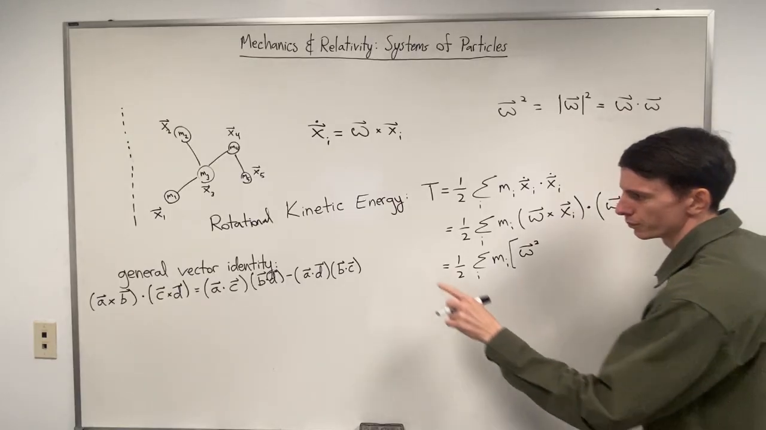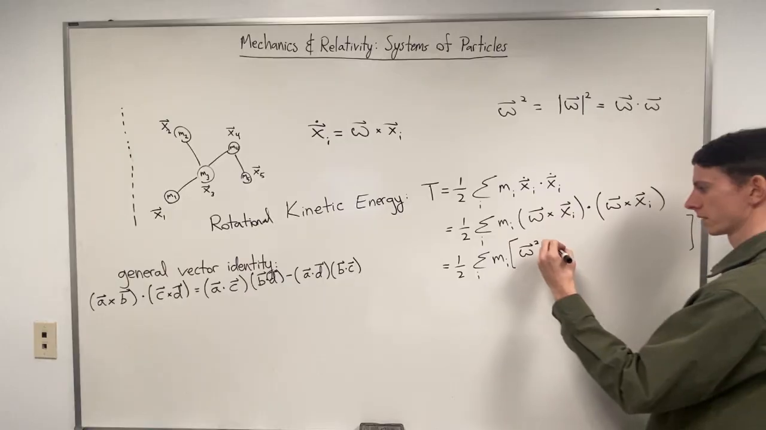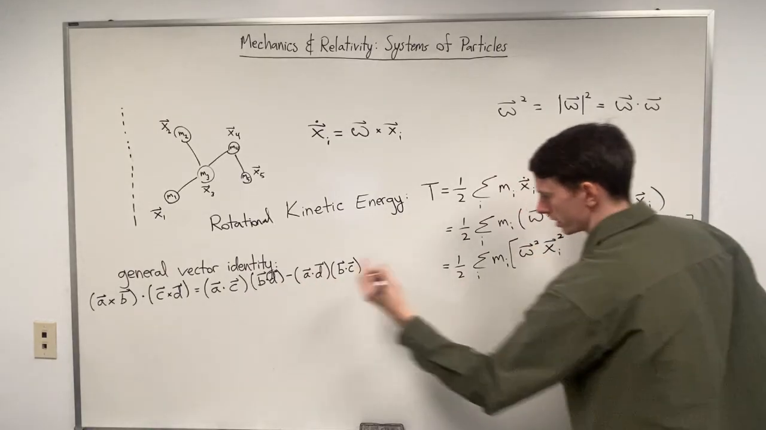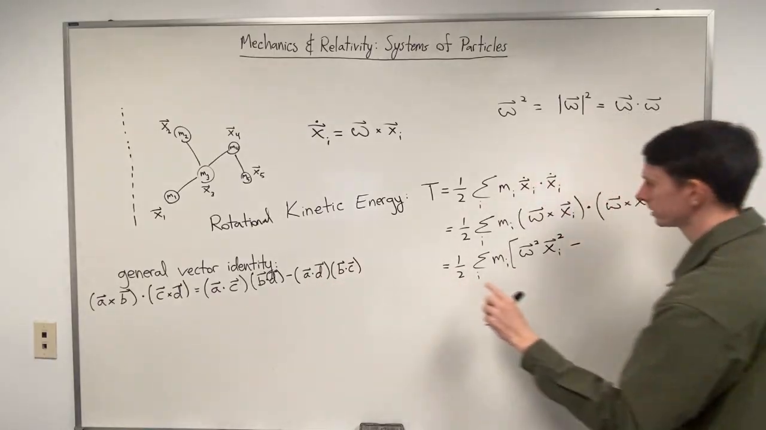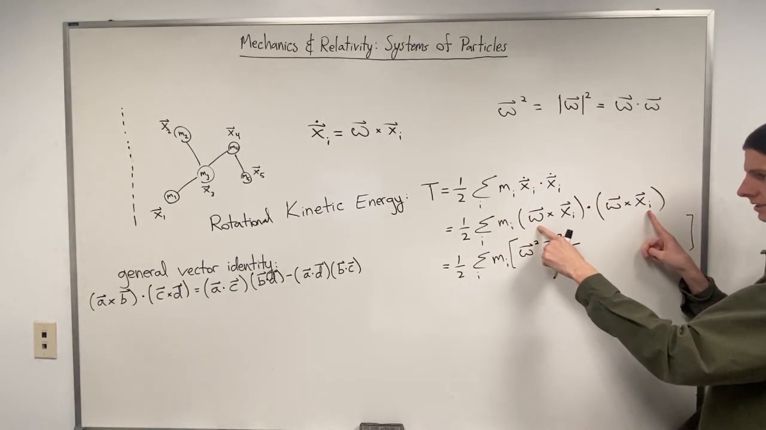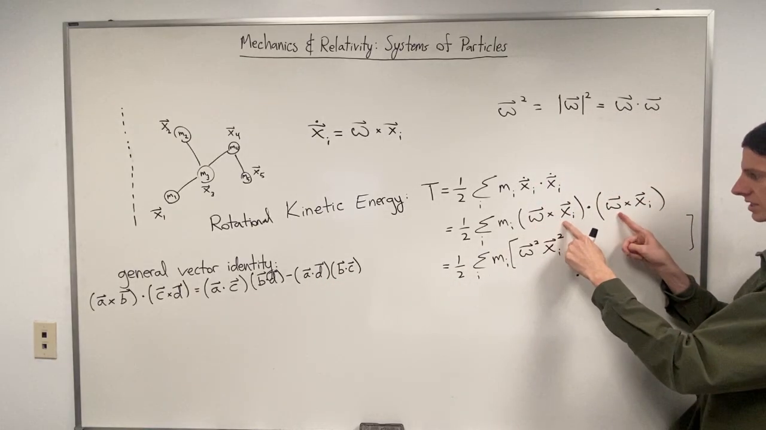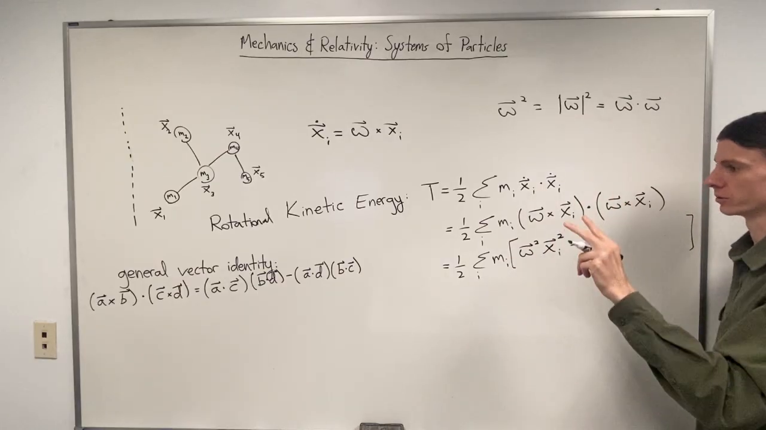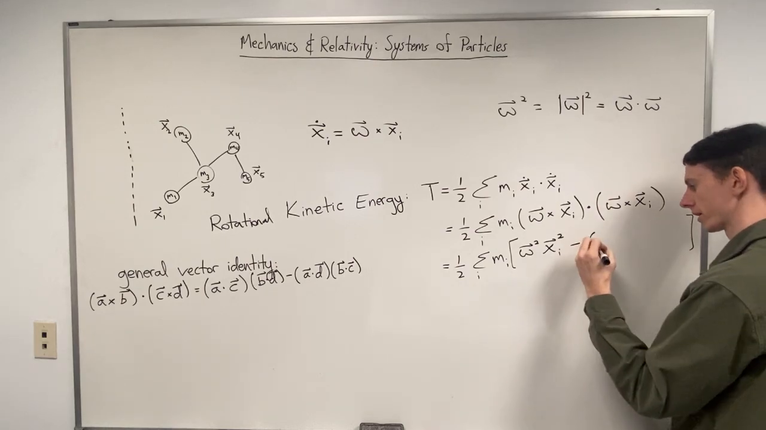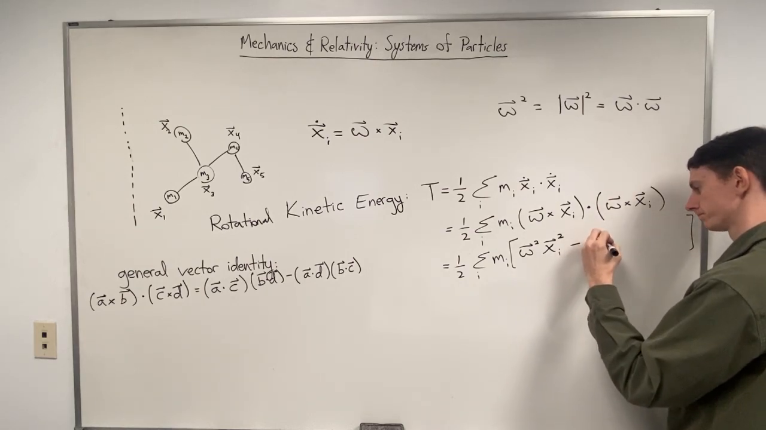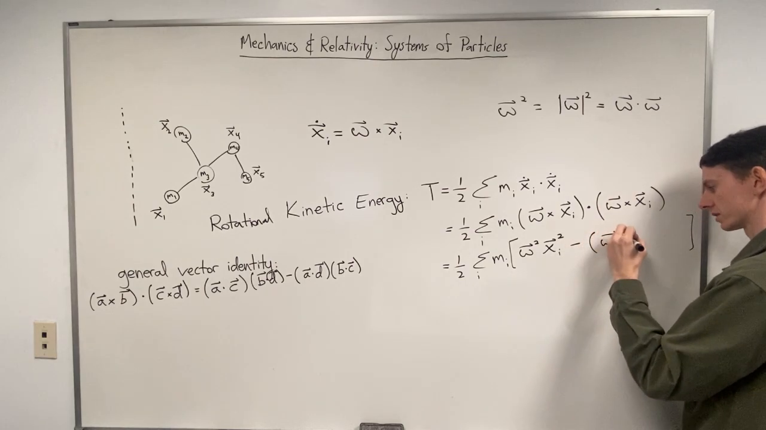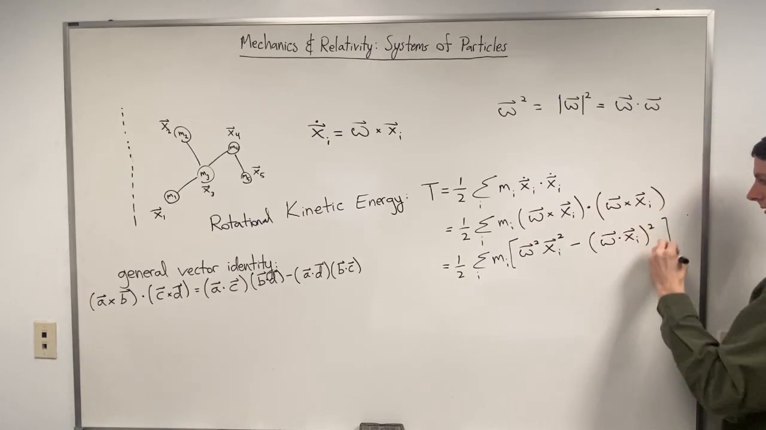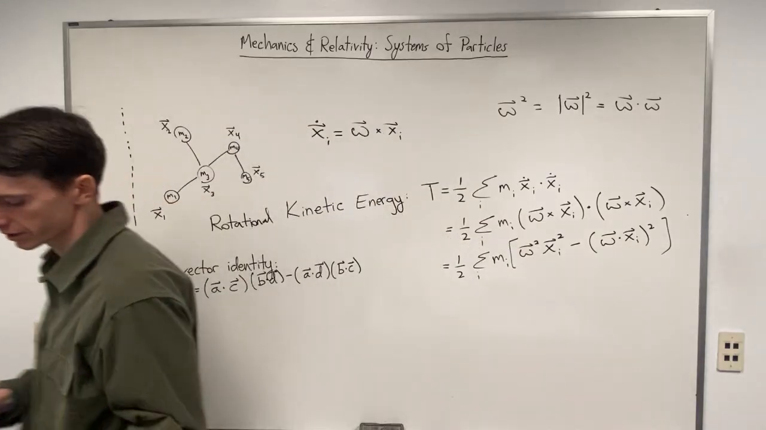That's A dot C. B dot D is going to be xi squared, minus A dot D, omega dot xi, times B dot C, which is xi dot omega. We're working with real valued vectors, so the dot product is symmetric. So I can just write omega dot xi, this quantity squared right here. Okay. So that's just implementing the vector identity.